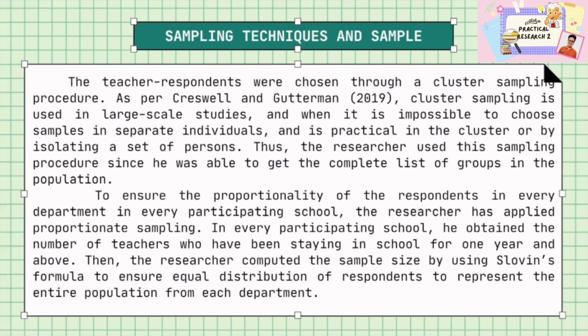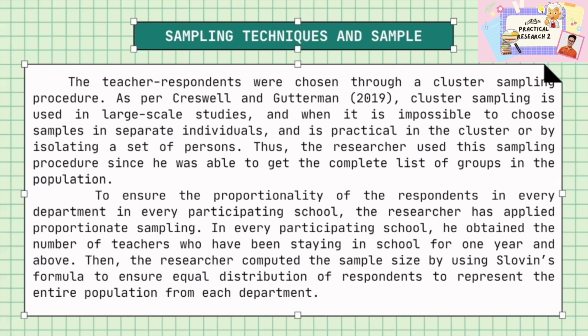To ensure the proportionality of the respondents in every department in every participating school, the researcher has applied proportionate sampling. What do we mean by proportionate sampling? Let us see if the researcher will be able to define that in this paragraph. In every participating school, he obtained the number of teachers who have been staying in school for 1 year and above. Then the researcher computed the sample size by using Slovin's formula to ensure equal distribution of respondents to represent the entire population from each department. So that's the meaning of proportionate sampling.